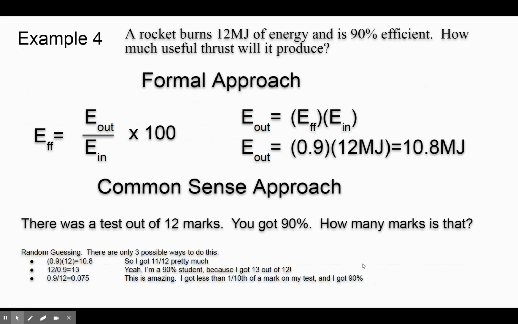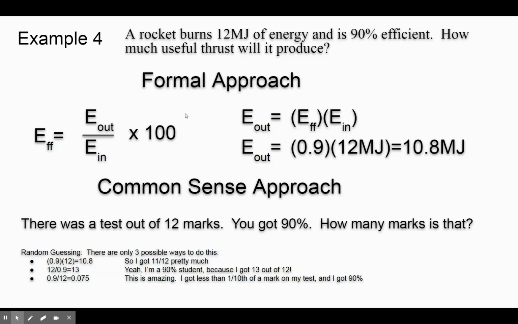Okay. A rocket burns 12 megajoules of energy and is 90% efficient, which is true. Rockets are incredibly efficient. Why don't we use rocket motors on our car? Because setting fire to the people behind you is frowned upon. So how much useful thrust will this vehicle produce? Well, we got a problem with the word thrust. You might go, do you mean the output energy? Yes. So the teachers poorly phrase themselves here.